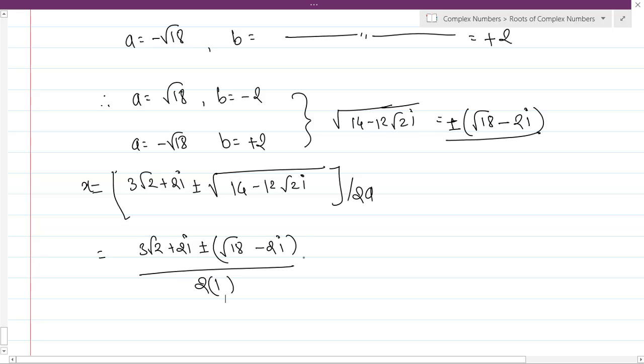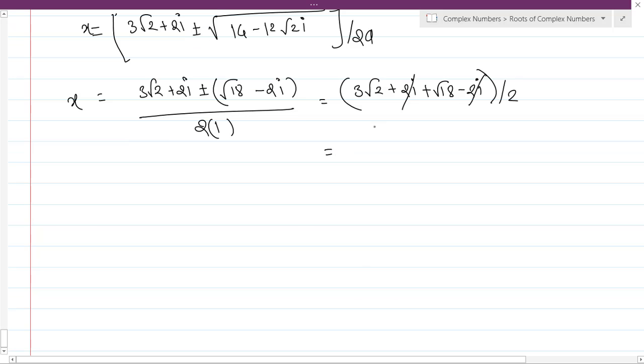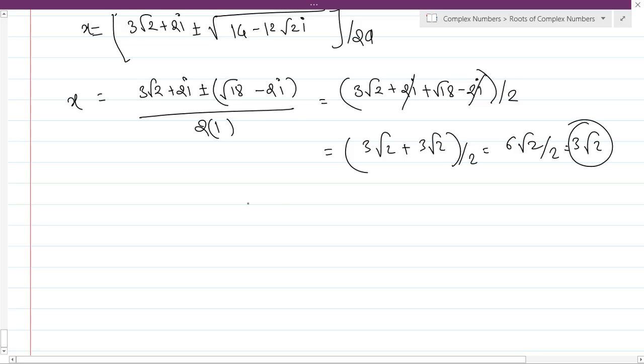So let's take first the positive, so this will be 3 root 2 plus 2i plus root 18 minus 2i whole divided by 2. So this positive 2i and negative 2i cancel. So this equals 3 root 2 plus root 18, which can be written as 3 root 2, upon 2. So it is nothing but 6 root 2 upon 2, which is 3 root 2. Okay, so the first value of x is 3 root 2.